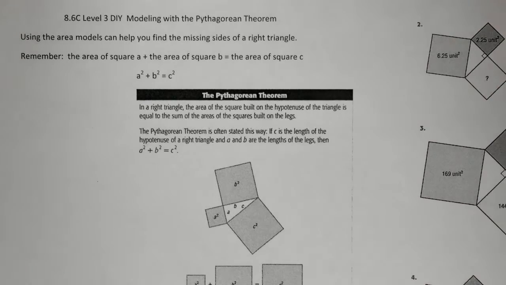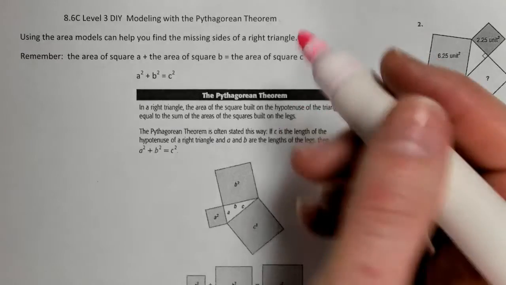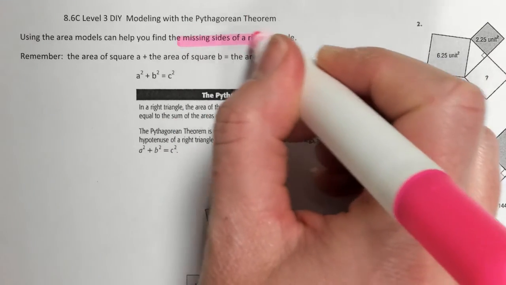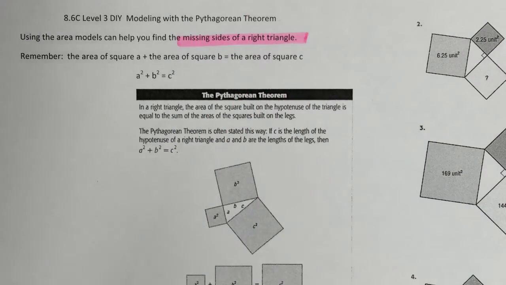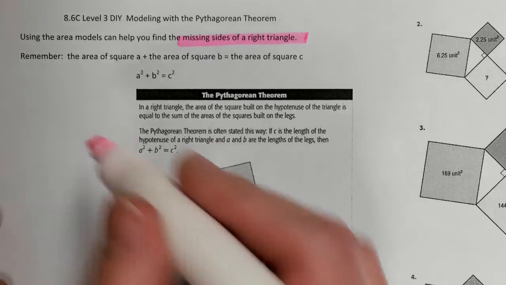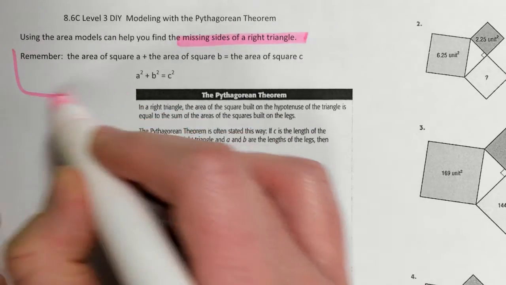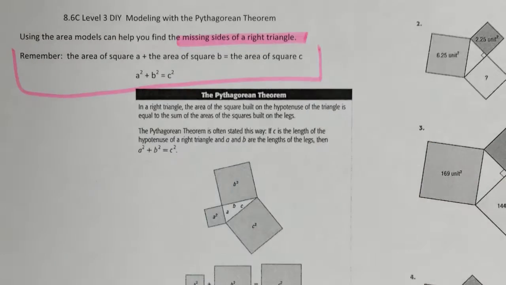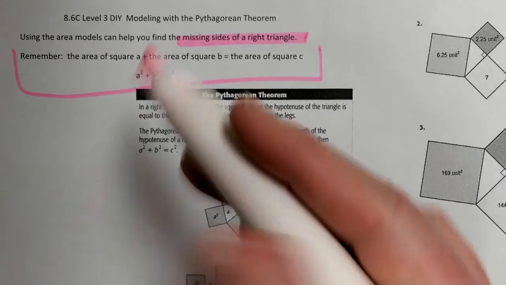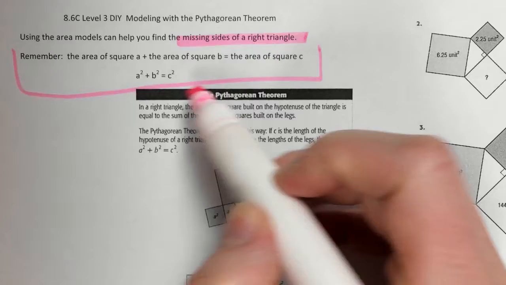Okay, so you should have viewed some examples of why the Pythagorean theorem is what it is. And I want you to see that the Pythagorean theorem is used to find the missing sides of right triangles. Okay? And our formula right here is a squared plus b squared equals c squared.